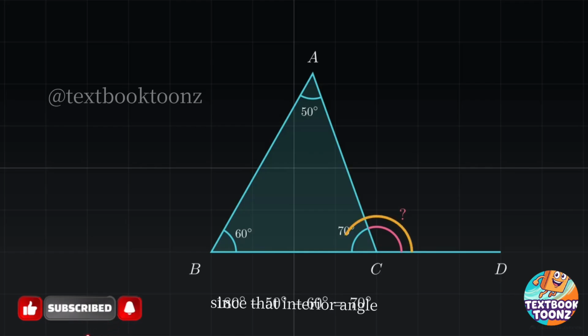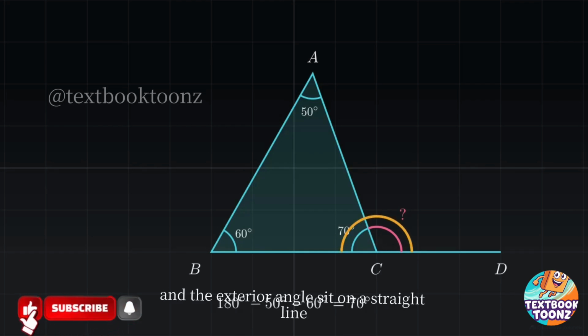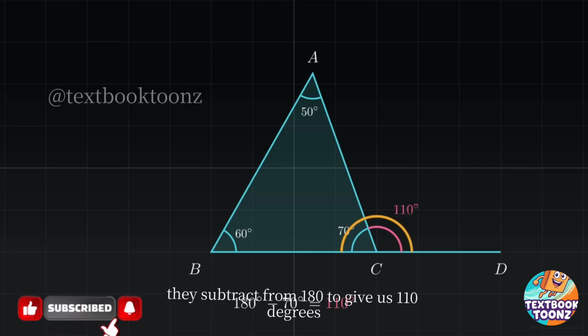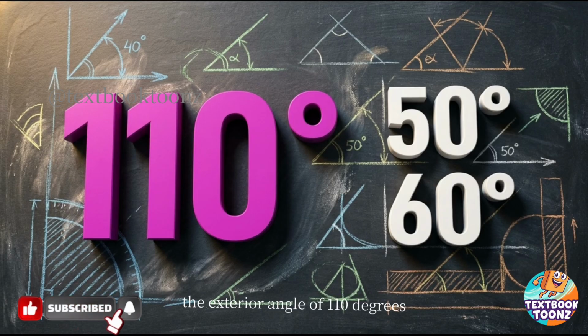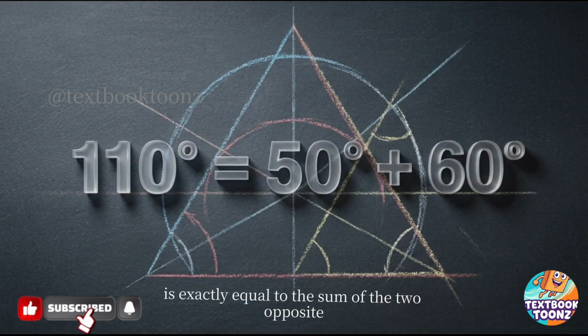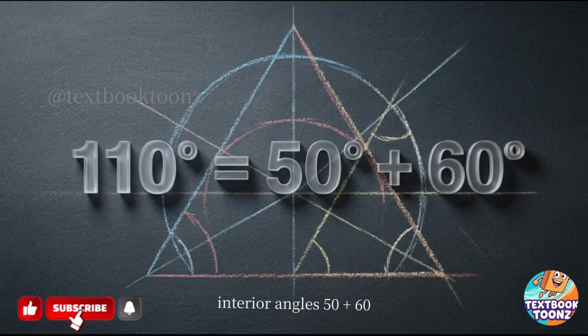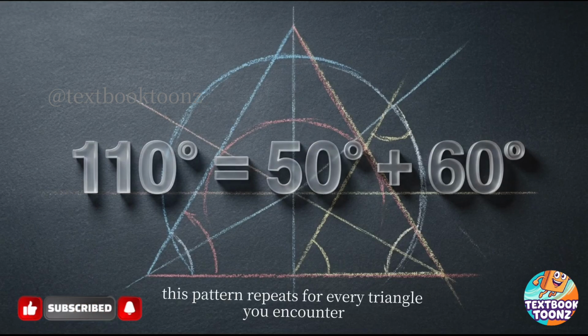Since that interior angle and the exterior angle sit on a straight line, they subtract from 180 to give us 110 degrees. Look at the relationship between the numbers. The exterior angle of 110 degrees is exactly equal to the sum of the 2 opposite interior angles, 50 plus 60. This pattern repeats for every triangle you encounter.